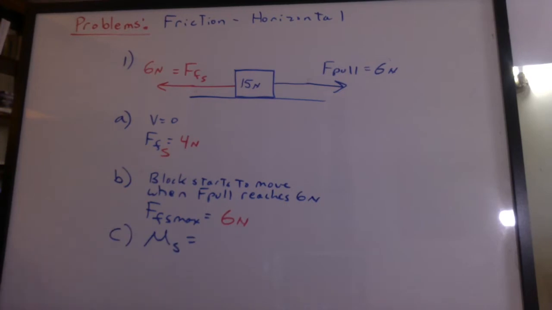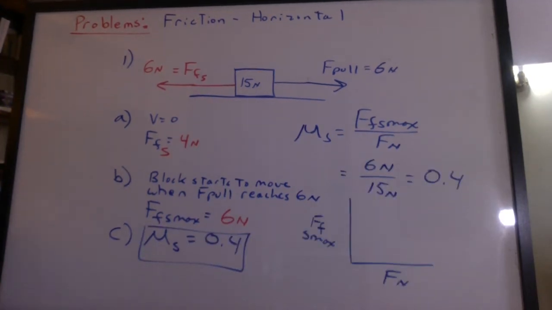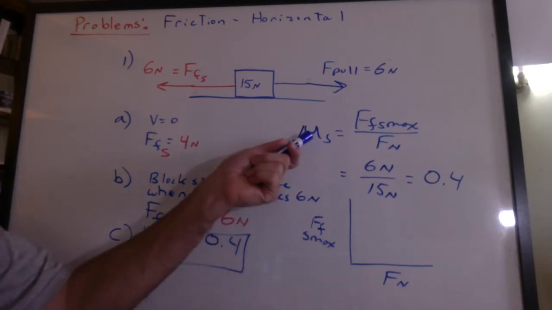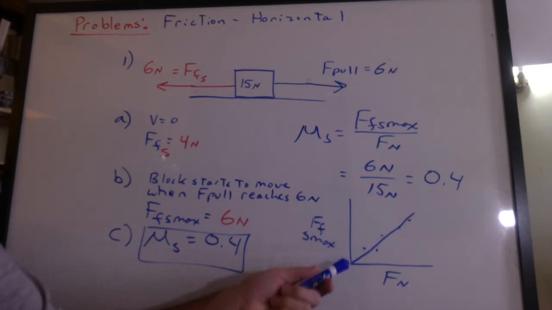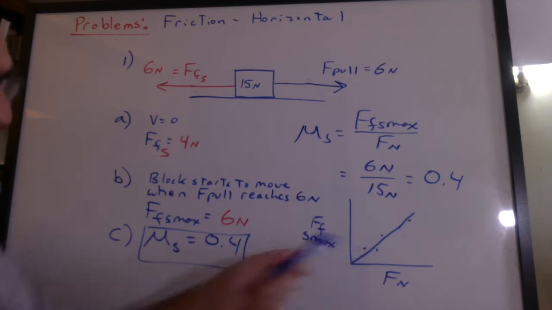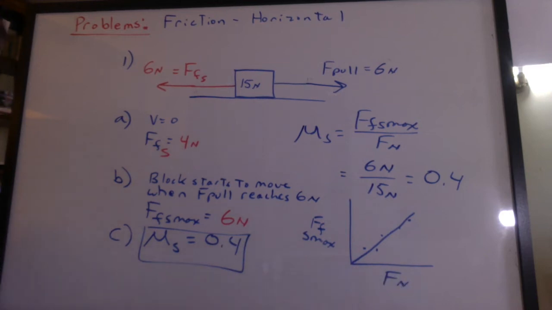Go calculate the mu static. You've got to know your formulas. And we get 0.4. Now, don't forget where that formula came from. It came from this graph. We did many trials, and we found the slope of that graph. That's why it's force of friction static over the normal force.